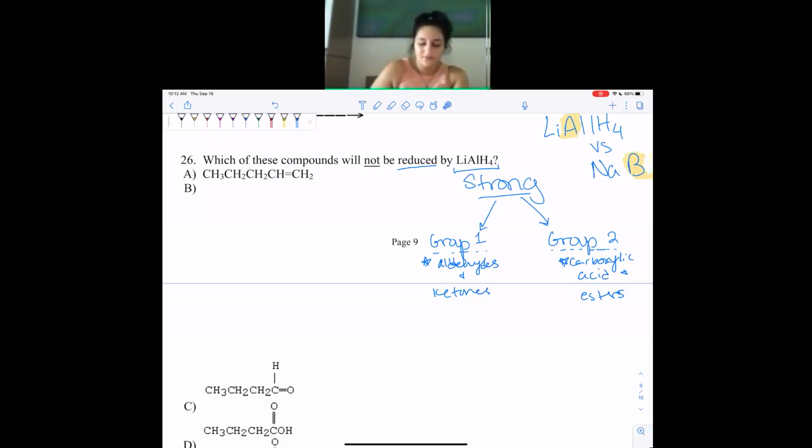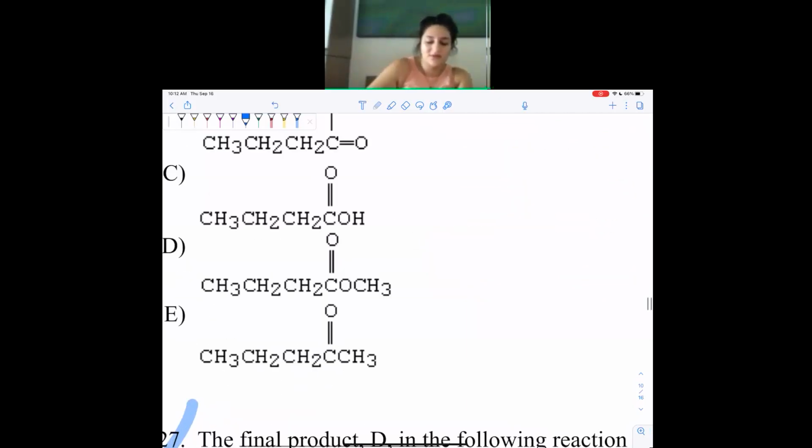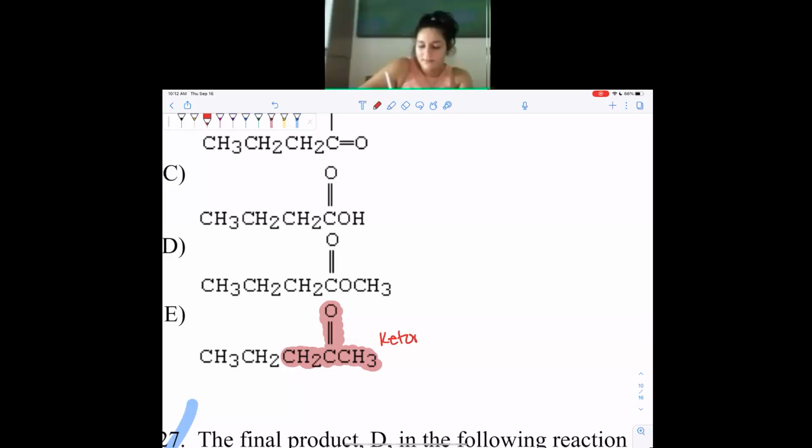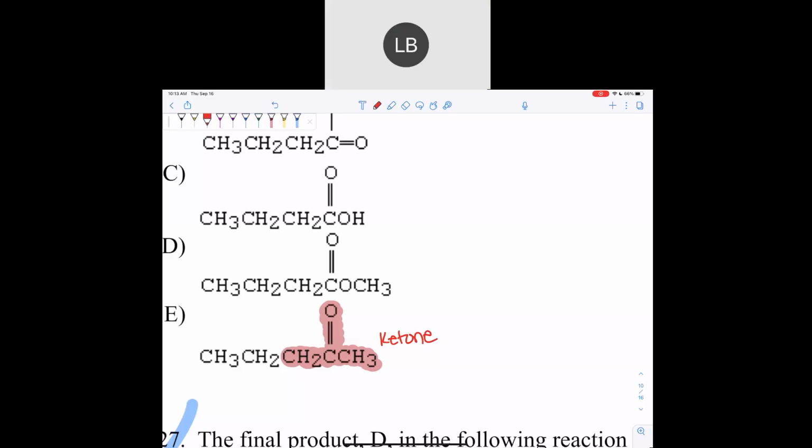Because I think it's important, we're going to go through all of these functional groups. So, what is this functional group? It is a ketone. Heck yeah. And that's because it's an oxygen double bonded to a carbon, and then is it because it's an R group or it's another carbon?